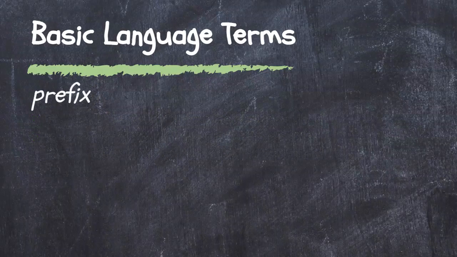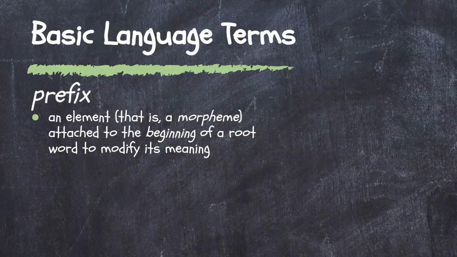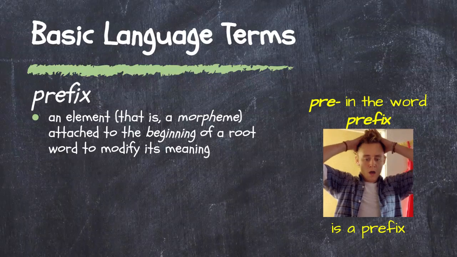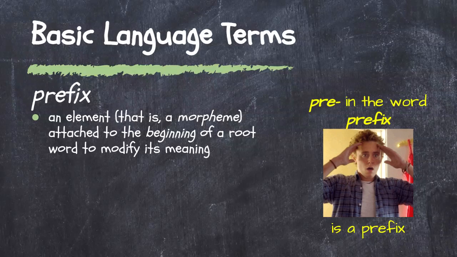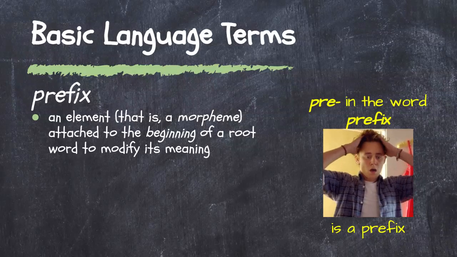Prefixes are one of the ways in which we adjust the meaning of the root word by attaching some element, some morpheme, something that communicates meaning but is not a complete word, to the front, to the beginning of the root word. "Pre" is a prefix that means "before." "Fix," by the way, means originally "to attach." So it's a little interesting to note that "pre" in the word "prefix" is a prefix, if that blows your mind.